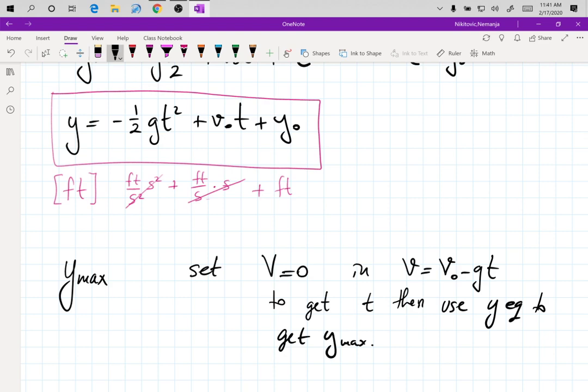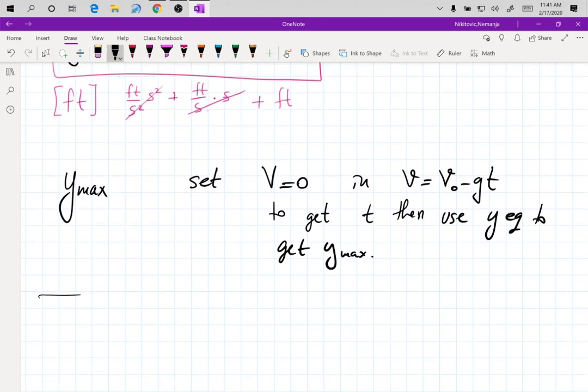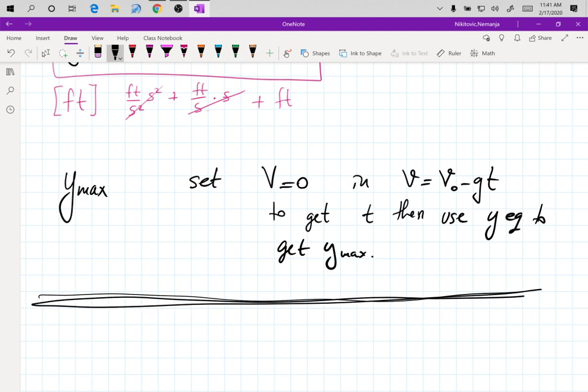So to get y maximum, this is the same problem you guys had in Calc 2 and Calc 3. Those of you who took, I know that not many of you took Calc 3 yet, or you're taking it right now, but if you did Calc 3, same problem was there as well. Cool.